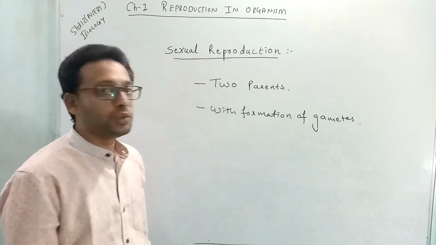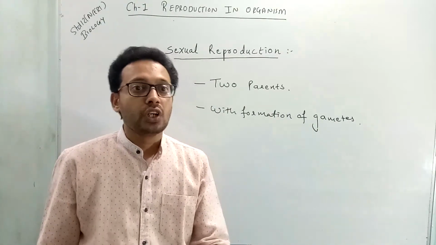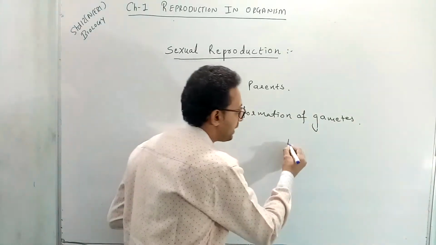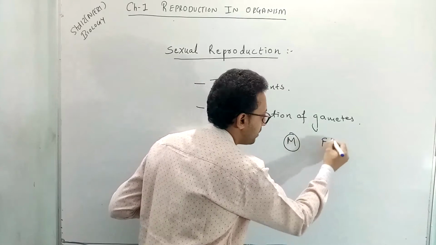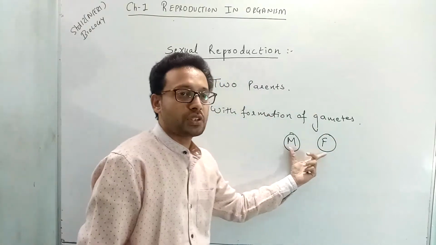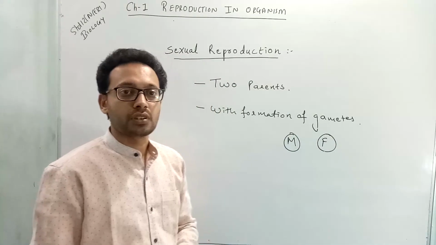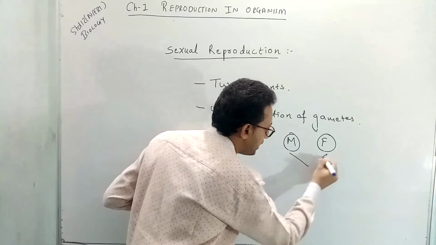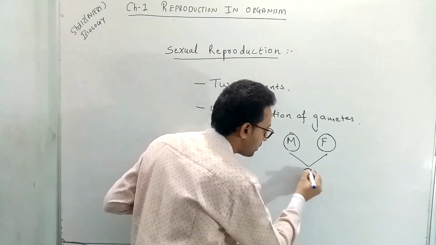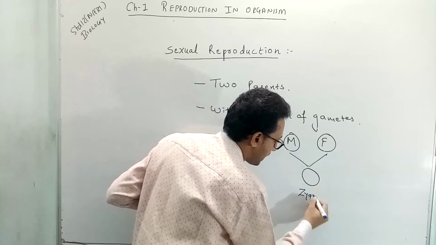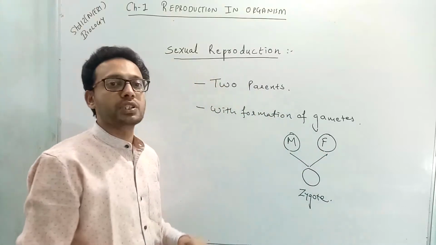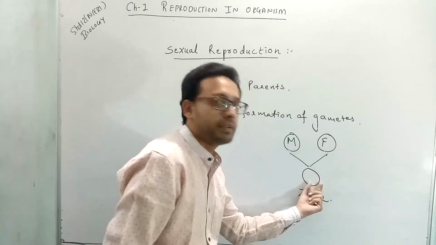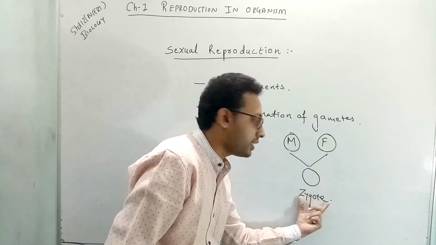This gamete can be produced by either the same individual or different individuals of opposite sex. One will generate a male gamete, the other will generate a female gamete. So these gamete formations are necessary in sexual reproduction. Third, once the gametes are produced, they fuse, and that leads to the formation of a zygote. The zygote is formed by the fusion of the male and female gamete.